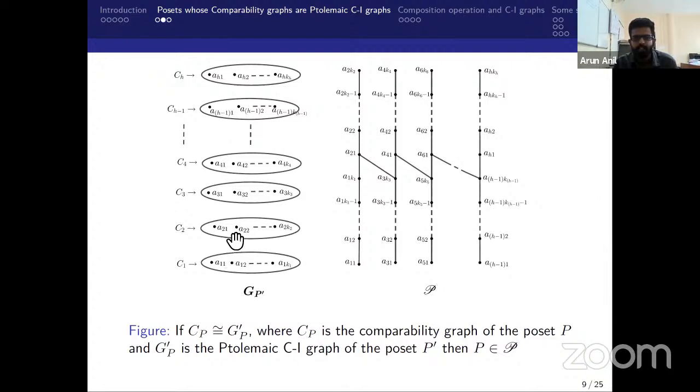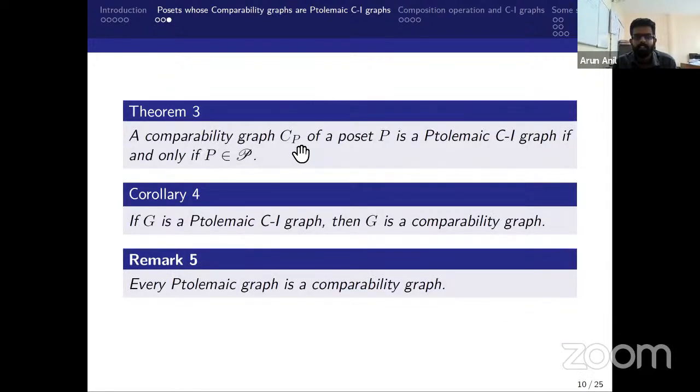C1 is adjacent only to C2, so only this chain, and C2 is adjacent to both C1 and C3, so here is a chain, and here is also a chain, and it continues like this. This is a result: a comparability graph CP of a poset P is a Ptolemaic CA graph if and only if P is in the family defined. And if G is a Ptolemaic CA graph, then G is a comparability graph. In general, every Ptolemaic graph is a comparability graph.